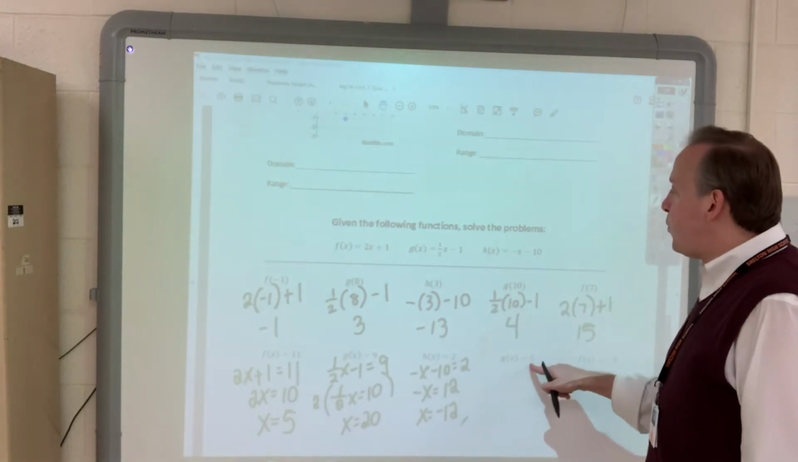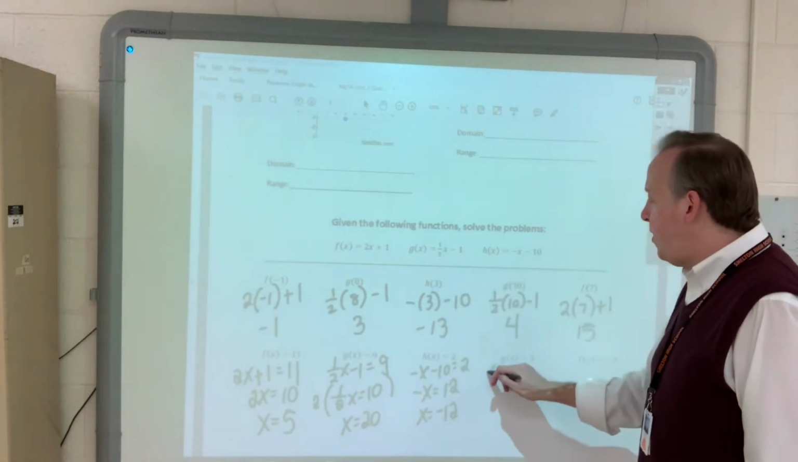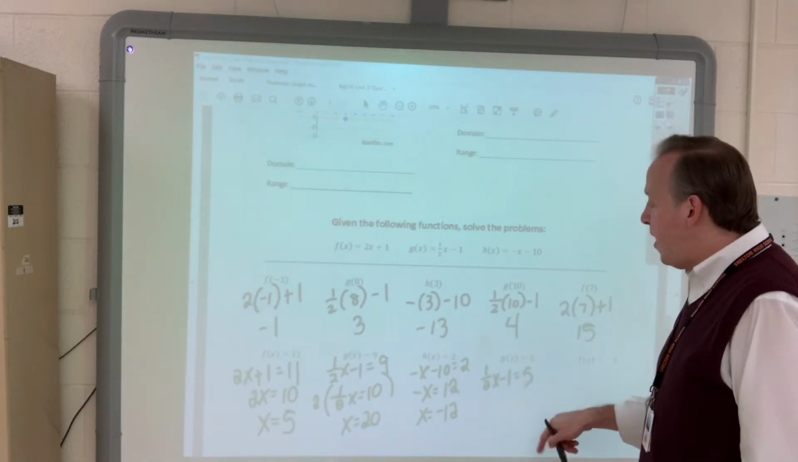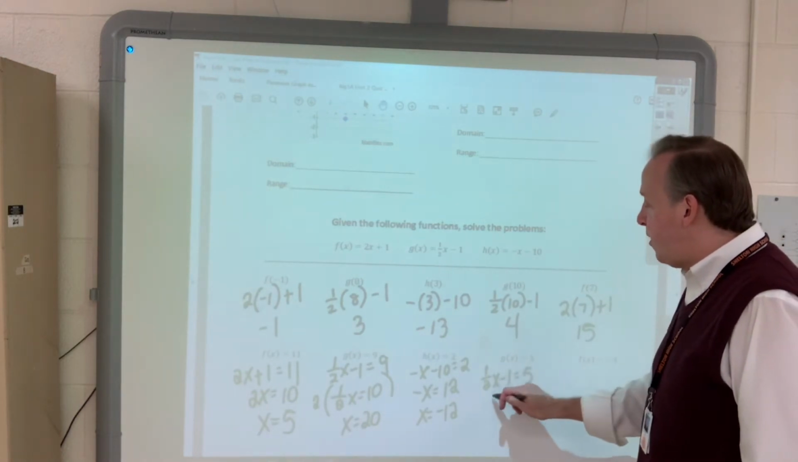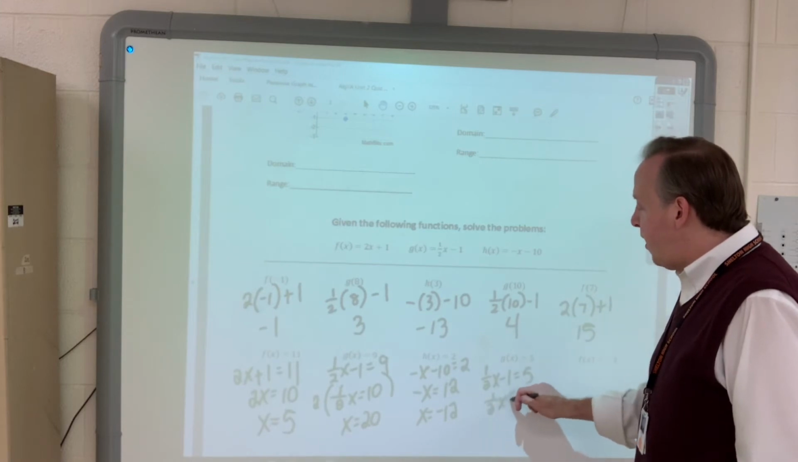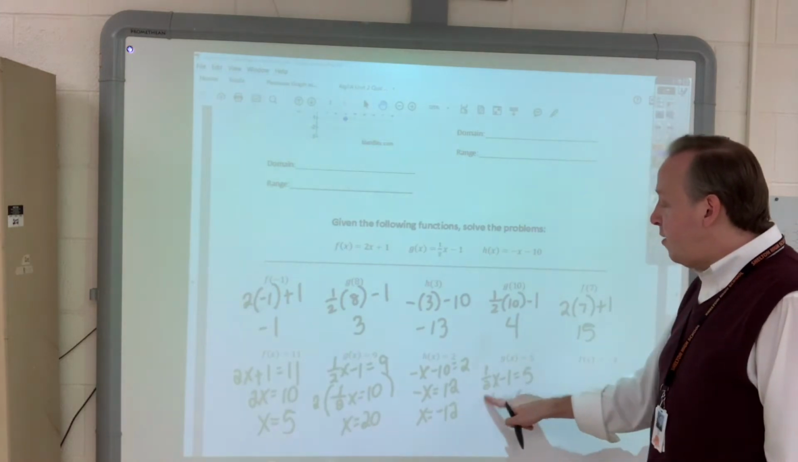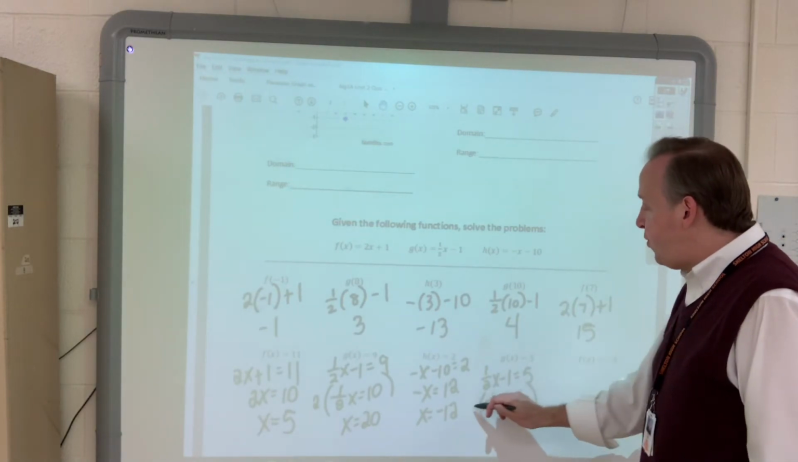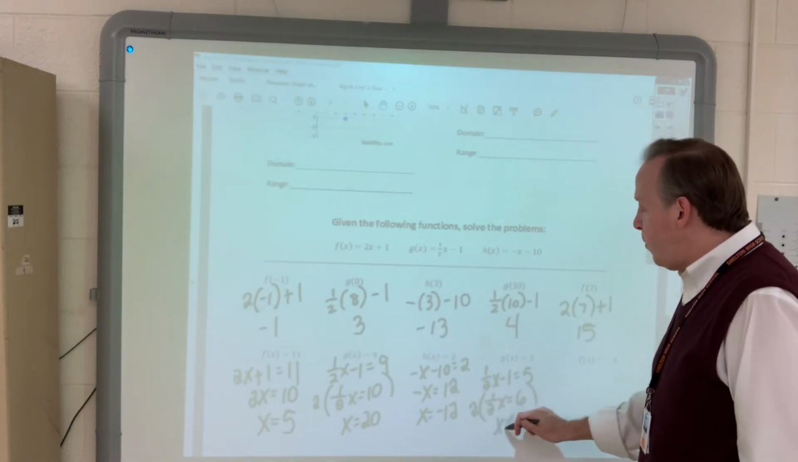G of x equals 5. That means that 1/2 x minus 1 equals 5. Add 1 to both sides. 1/2 x equals 6. Clear the fraction by multiplying by the denominator, which is 2. X equals 12.